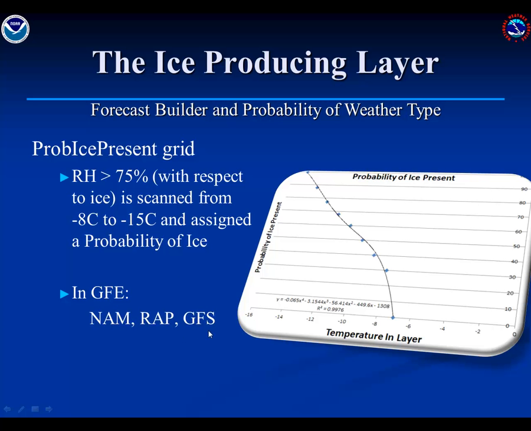Because of the vertical levels that are available in AWIPS2 and the GFE, we can only calculate these prob ice present grids for the NAM, RAP, and GFS. But they are smart initialized and can be viewed within the GFE.